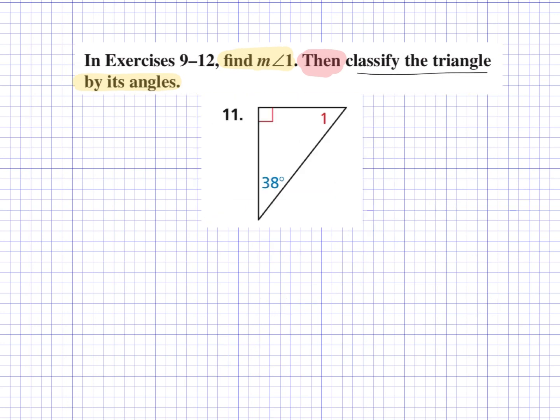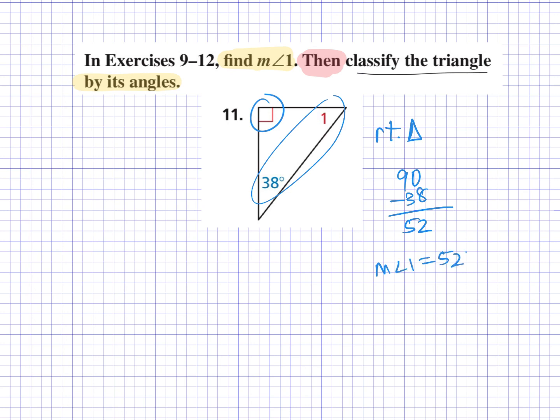Oh, wait, did we? Okay, now, this is a right triangle because it has the 90-degree angle. And since that's 90, there's 90 degrees left between those two. So what is 90 minus 38? That would be 52. So the measure of angle 1 is 52 degrees. So there's your two answers for that.